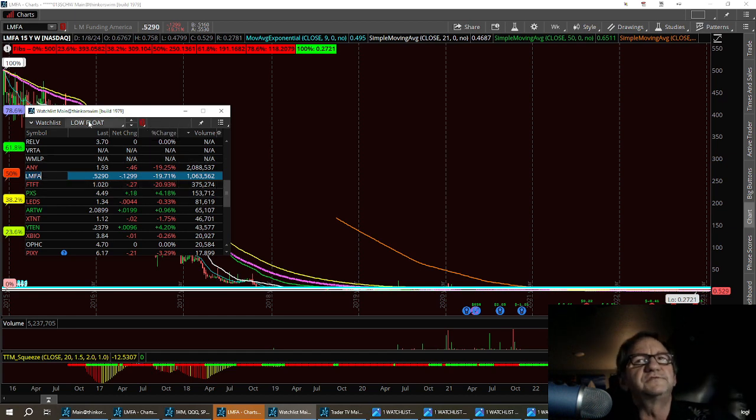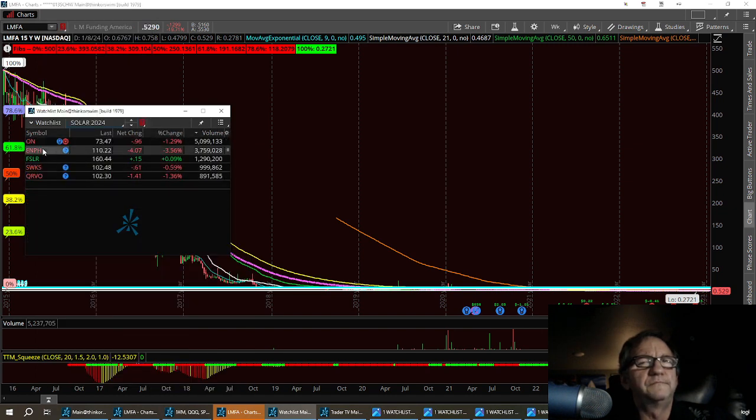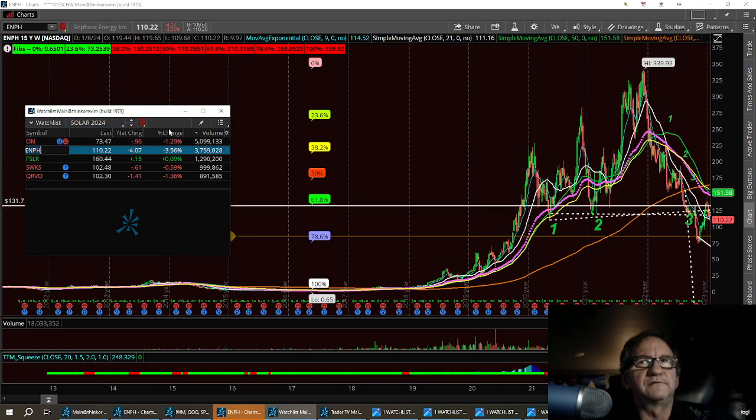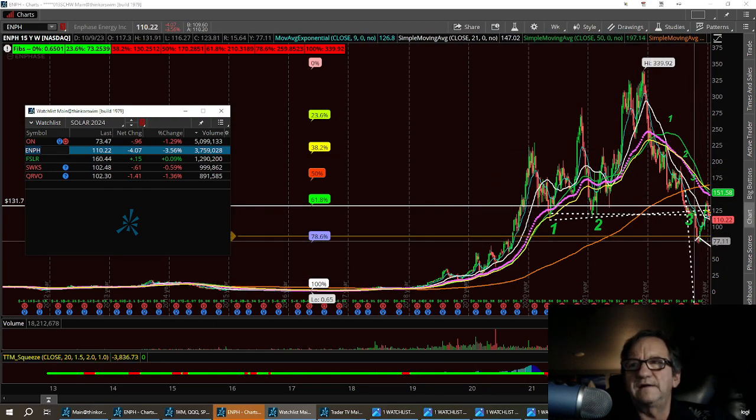So I used to trade the heck out of these low floats because they were good at the time, but they're not good anymore. What I see in here is solar 2024. So I've got a watch list for solar that I can be trading pretty soon. But ENPH has had a heck of a run. Now we pulled back, and this could be something to be watching here.